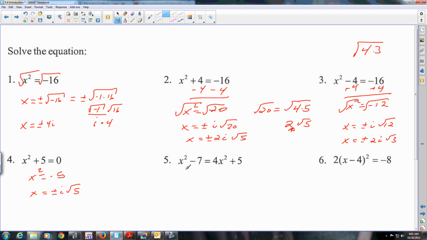I'm going to pull the x squared to this side, and the 5 to the other side. So you have negative 12 is equal to 3x squared, divided by 3. And then square root both sides. Plus or minus 2i equals x. This one, divided by 2.